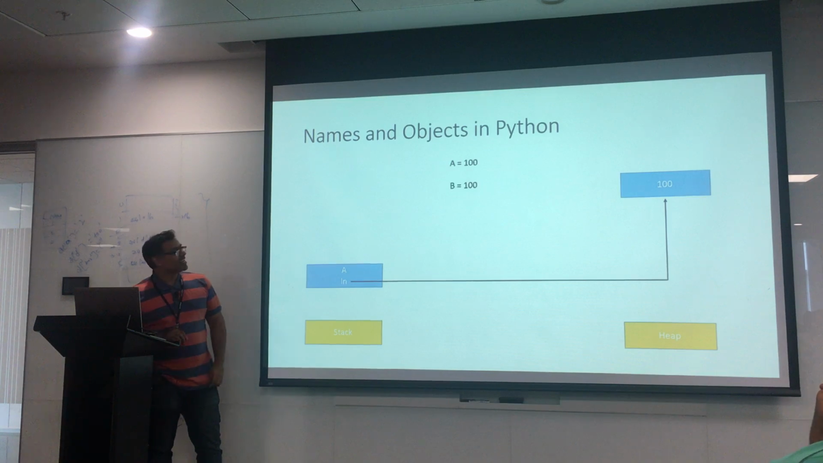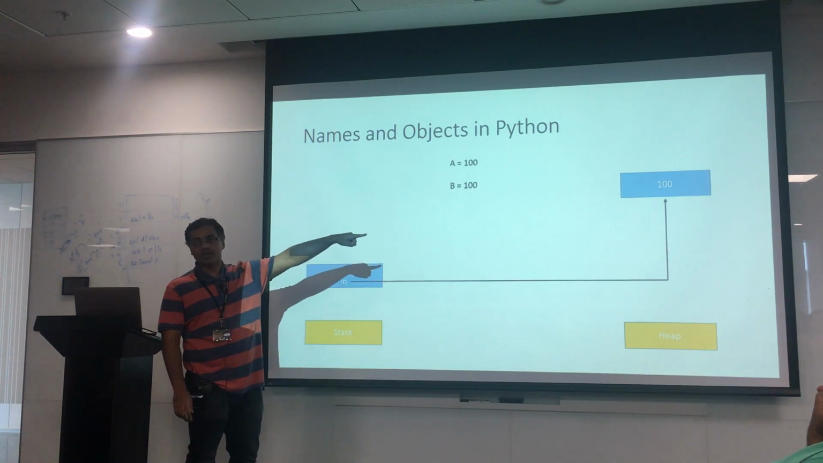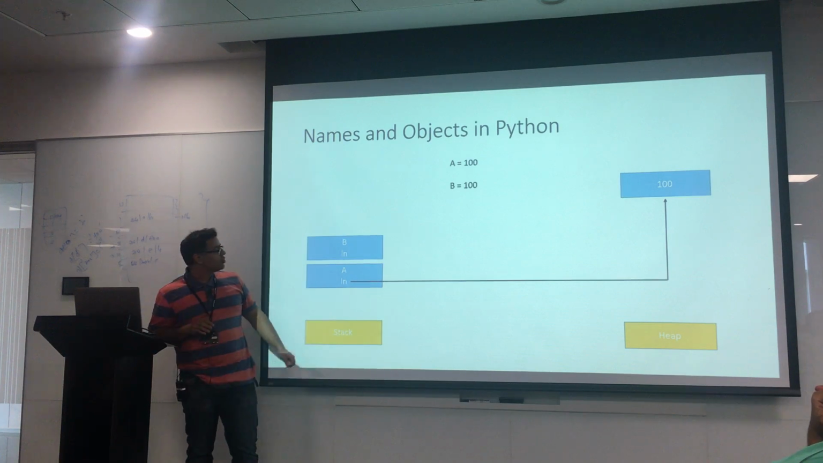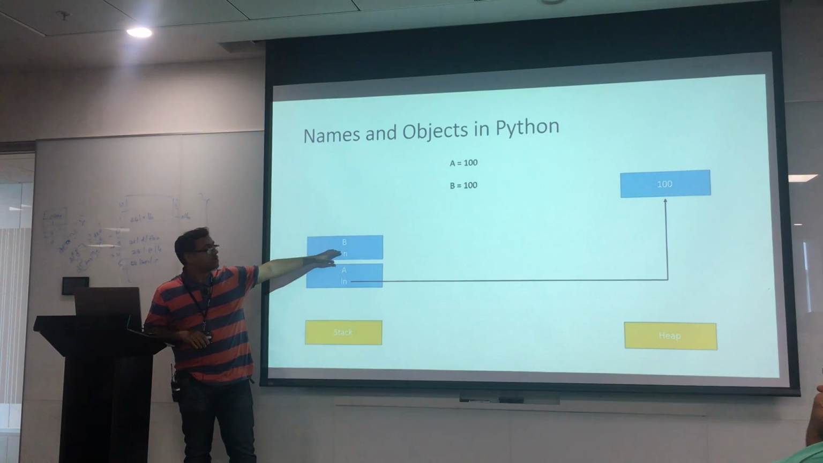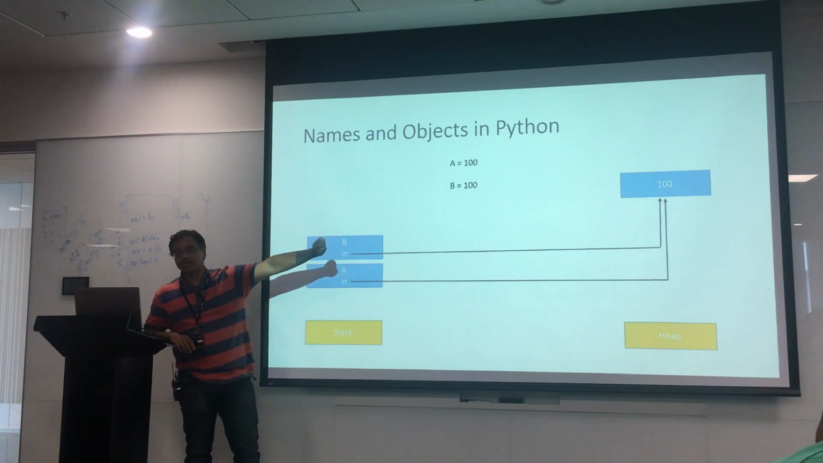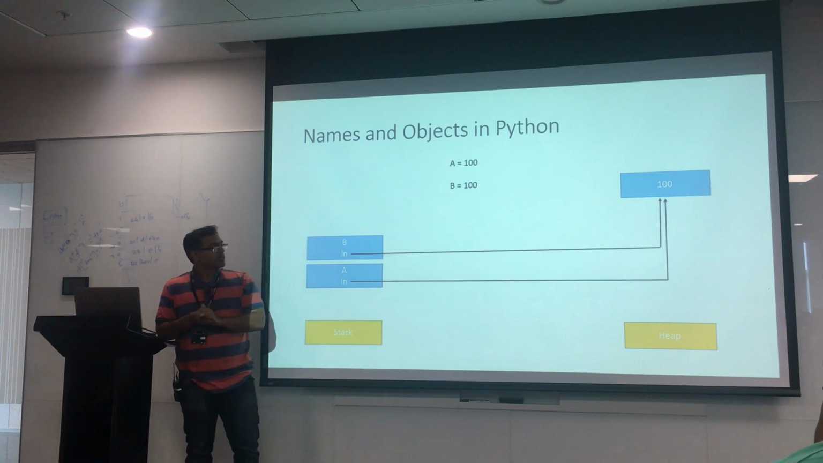Now what happens when you say something like B equal to 100? Right? Now there is an object with that value 100. It is basically going to reutilize it. So all you're going to do is create a variable, a name called B, and it's going to point to that 100. Right? It doesn't work the same as how it is done in C.